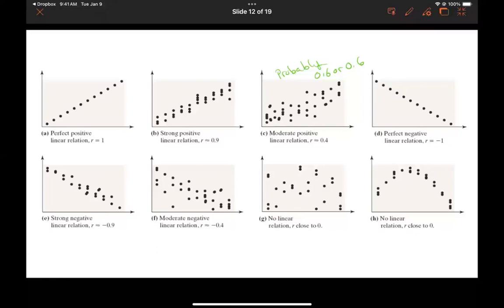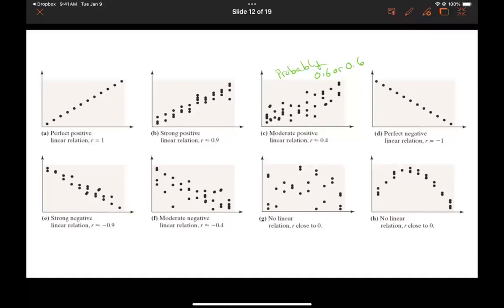And as I said before, I don't think that F is negative 0.4. I think it's closer to negative 0.4 than C was to 0.4. Because doesn't C look more linear than F? F has some outliers there, pulling things down. Anyway, I'm just splitting hairs here. So F has a moderate negative linear relation. I'm going to talk about the ranges I use in a minute, but unfortunately there are no exact rules.